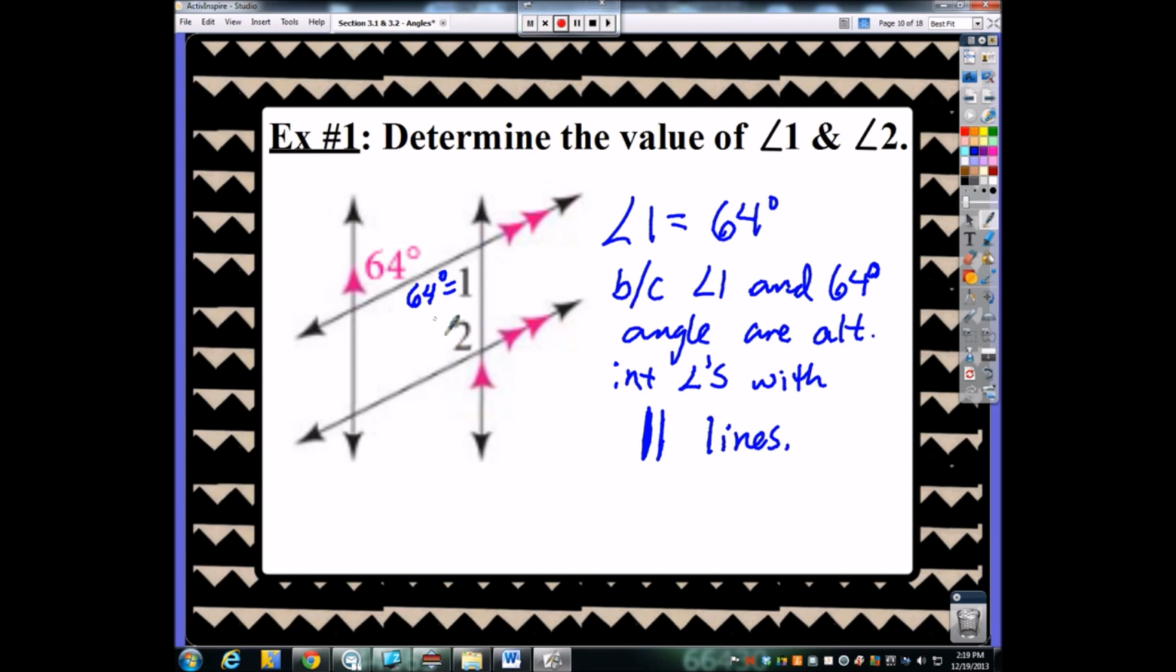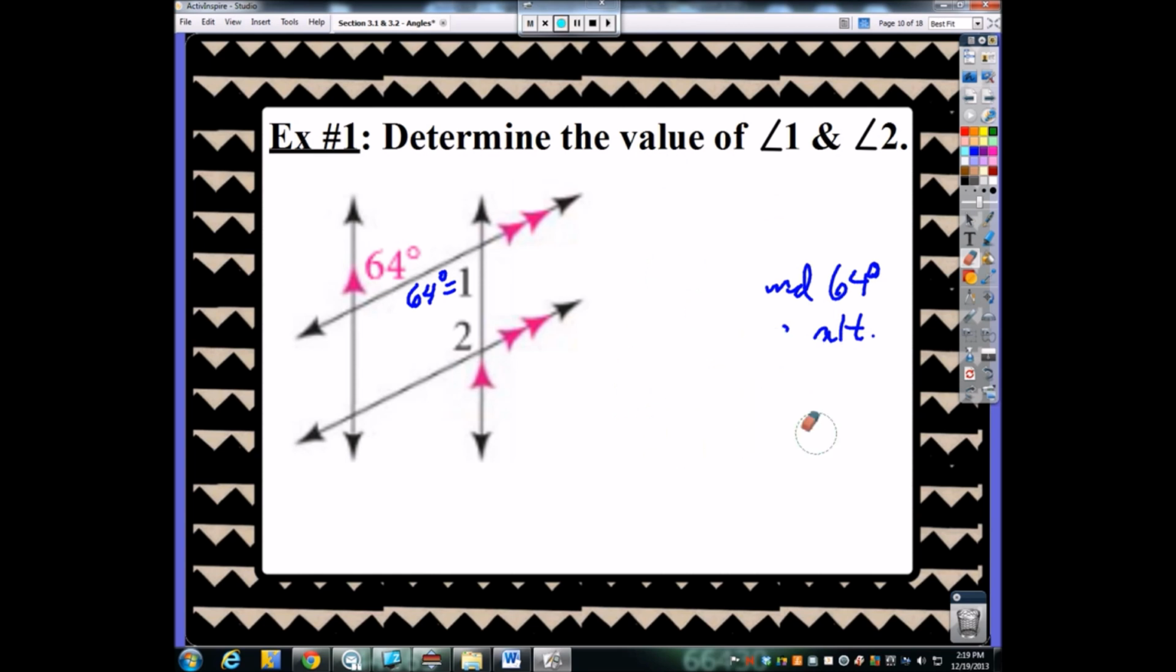Now I need to figure out what angle 2 is. Well, the 64-degree angle with angle 2, there's not really any kind of special relationship with those 2 angles. So I can't really connect them together. But you know what? Angles 1 and 2, they're adjacent to each other. Is there anything special about angles 1 and 2? Do they have a special name with each other? Hey, they do. What do you know?